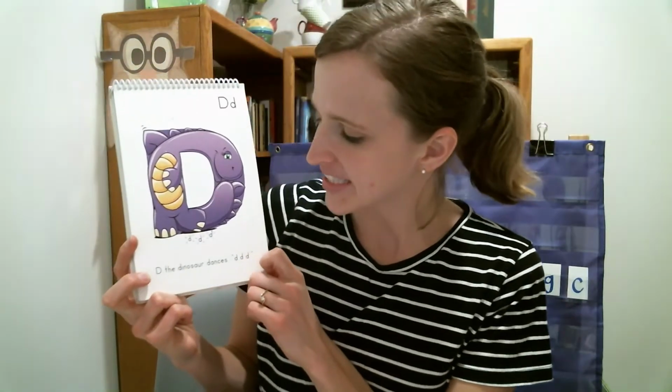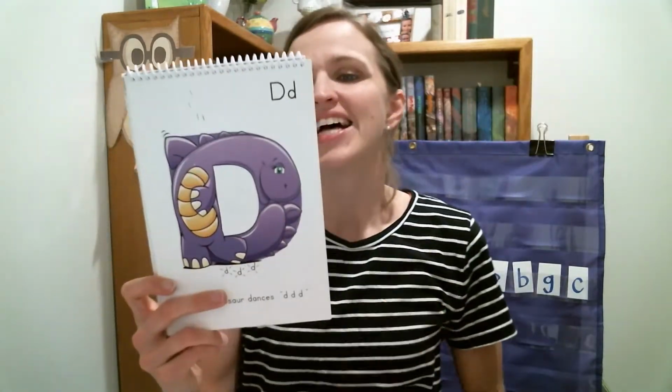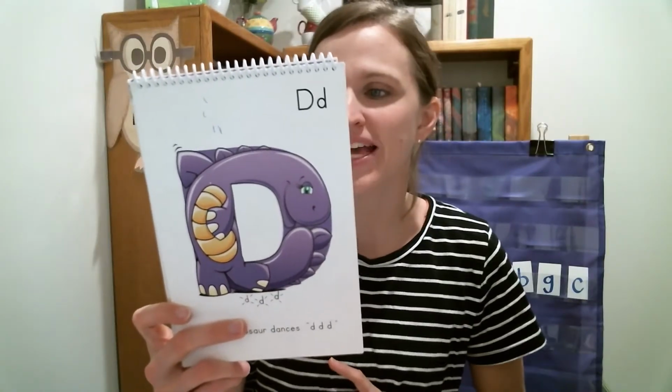It's about D. D is a dinosaur. D, the dinosaur, dances. D, d, d. You can even make this move while you dance. D, d, d. D, the dinosaur, dances disco downtown in a diner. D, d, d is the sound her feet make as she dances.